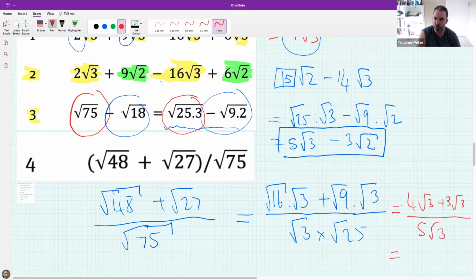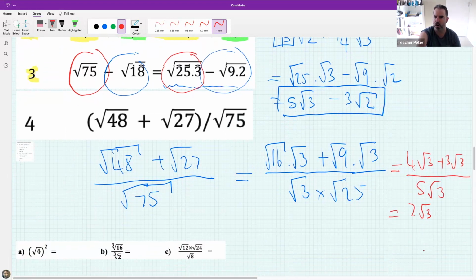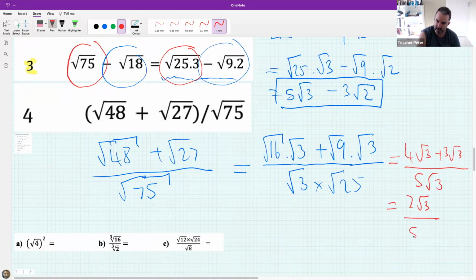So then 4 plus 3 is 7 root 3 over 5 root 3. Let me write the 7 so it looks a bit better. What do you think my final answer is going to be then? So I think that we're going to cancel that out, and my final answer will just be 7 over 5.